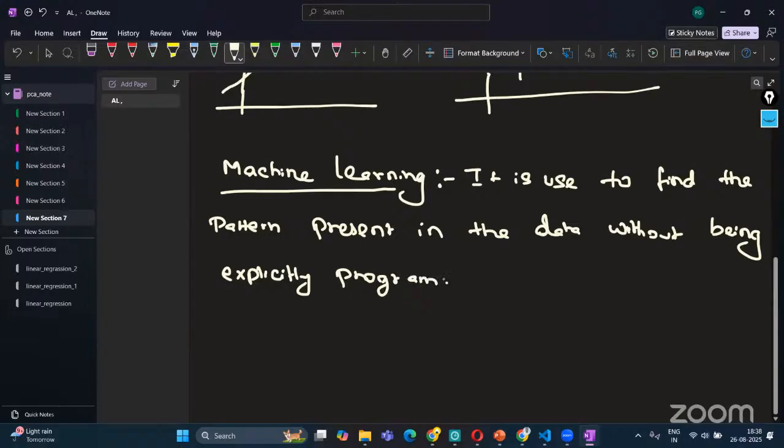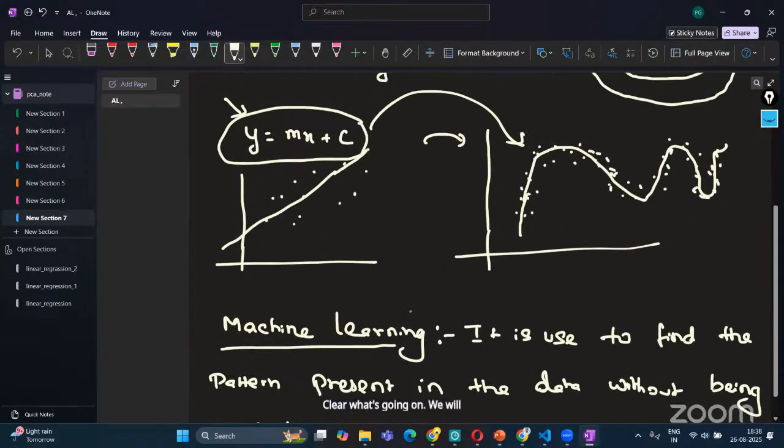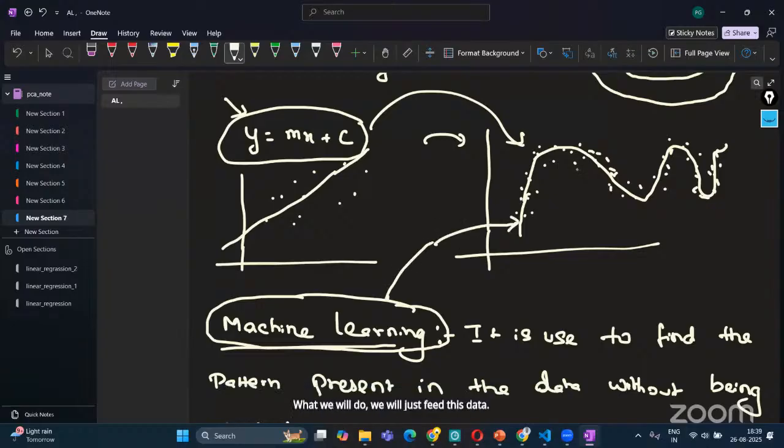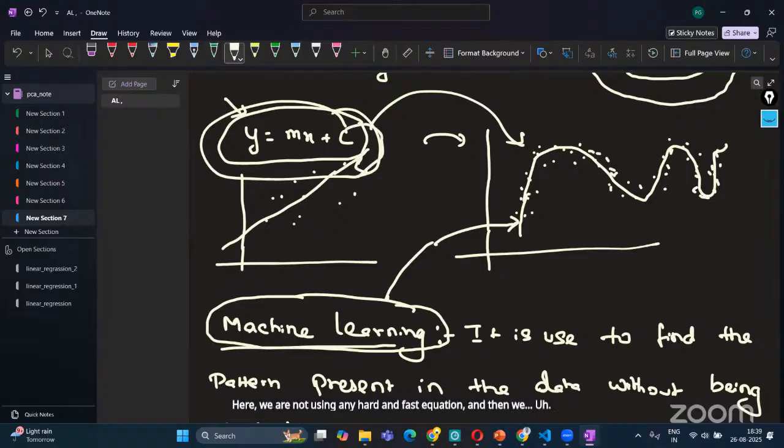Here, what's going on? We have multiple different types of machine learning models. What we will do is just feed this pattern of the data and let the model understand the pattern and then predict the outcome. Here we are not using any hard and fast equation and writing the code so that it should be a straight line. There can be any pattern.